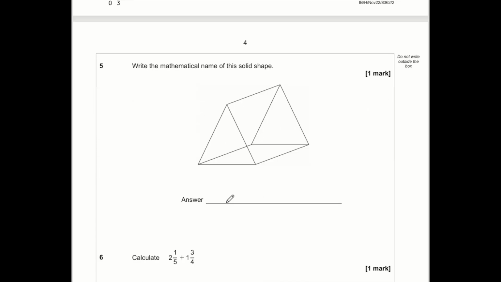Write the mathematical name of this solid shape. Okay, so this shape has got a constant cross section. It's a triangle at the front, it's a triangle at the back, and if I were to saw right through the middle here, I would expose the same size triangle as its face. So if it has a constant cross section, it is a prism. So this is a triangular prism.